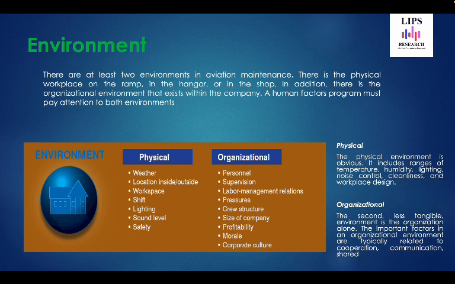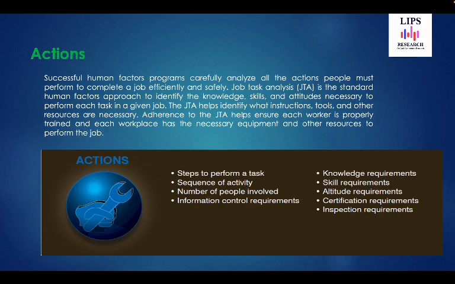Then comes the environment, with two environmental aviation factors, physical and organizational. Physical is the obvious one. It includes ranges of temperature, humidity, lighting, noise control, cleanliness, and workplace design. Organizational includes important factors typically related to corporate communication. And then actions, which are the steps to perform a task, the sequence of activities, the number of people involved, and information control requirements. Job task analysis is a standard human factors approach to identify the knowledge, skills, and attitude necessary to perform each task in a given job.